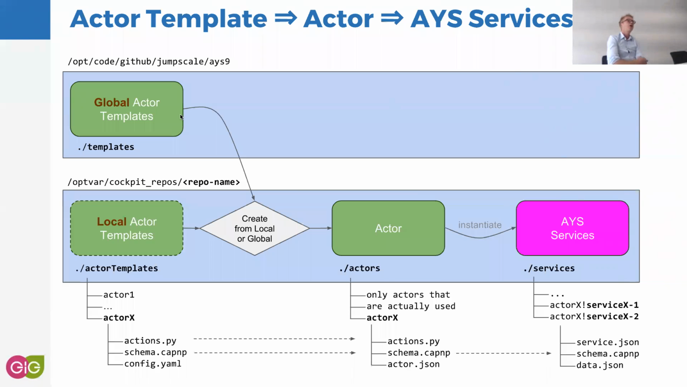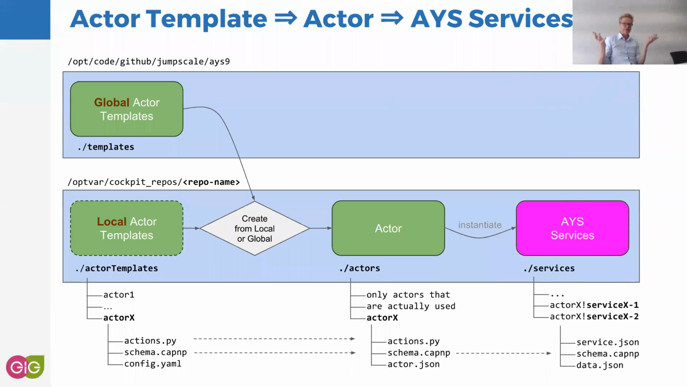We have basically two directories that we use. We have this main directory where the AYS system files live, and then we have, what I will explain later, the repositories, the AYS repositories. Now, at the system level, we have what we call the global actor templates. That's really where all the templates, the definitions of the AYS services, exist.